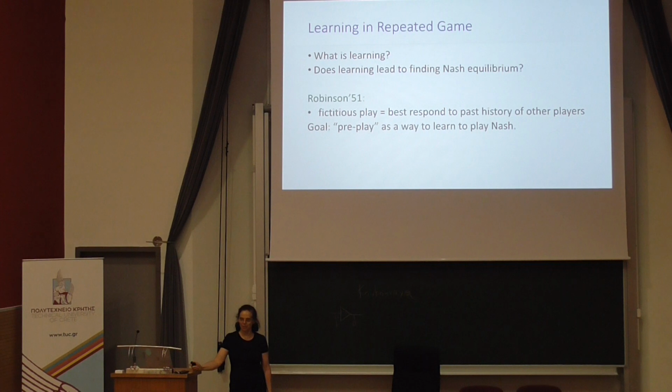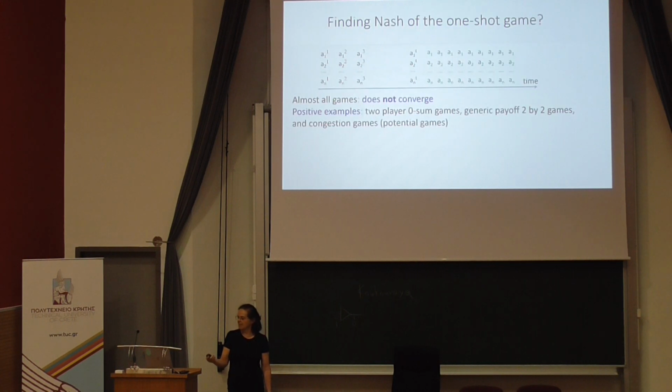Other people knew this before us, but we know it because this is a very simple learning algorithm. We know that finding Nash is PPAD-complete, so this simplistic algorithm is not going to do the job, and indeed it doesn't. Mostly the answer is that positive examples are rare and far between, and there are two that are very simplistic: two-person zero-sum games and two-by-two generic games, and maybe a class that we all love and heard about in the morning, congestion games. Those are classes of games where this sort of behavior does lead to Nash equilibrium, but mostly it does not.